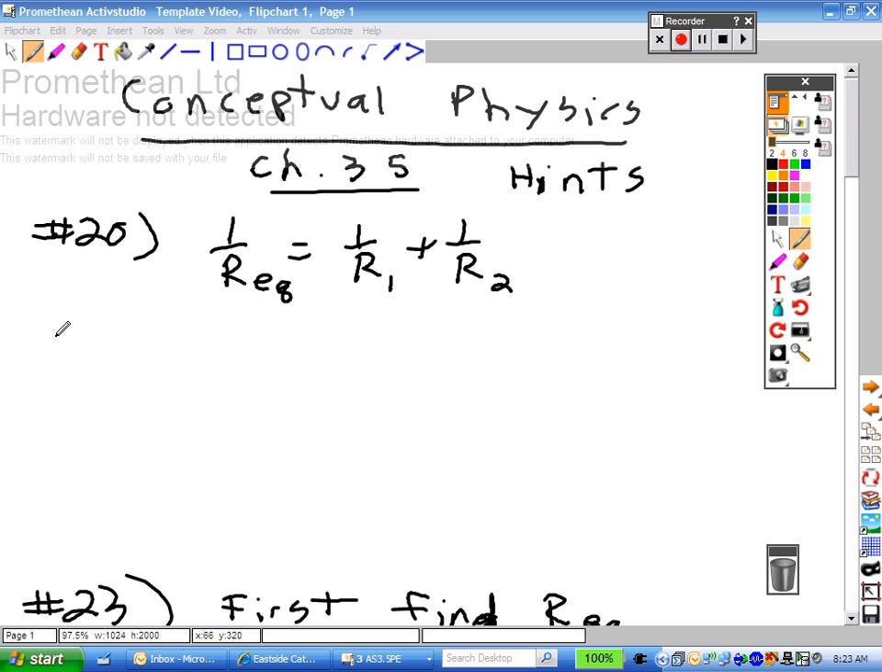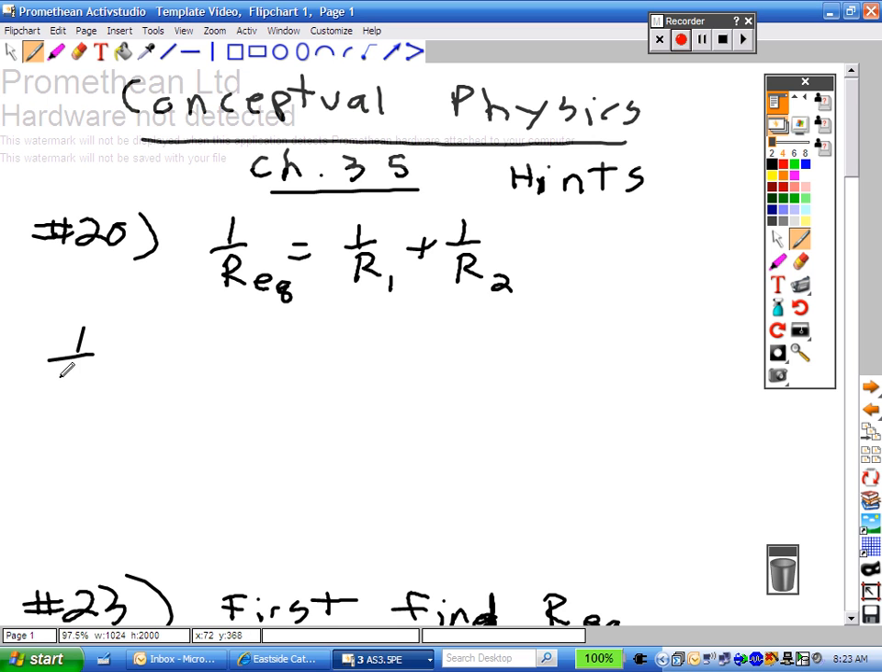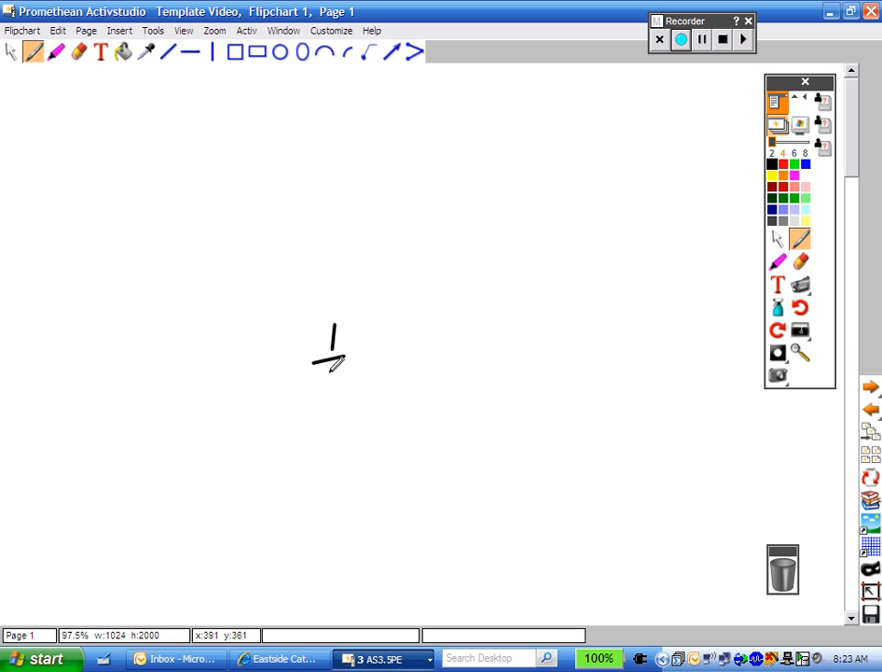Look at number 20. Number 20 being a parallel circuit, to find the equivalent resistance, you use 1 over R eq, equivalent resistance, equals 1 over R1 plus 1 over R2. So for this one, we have 1 over the equivalent resistance equals 1 over 6 plus 1 over 6.